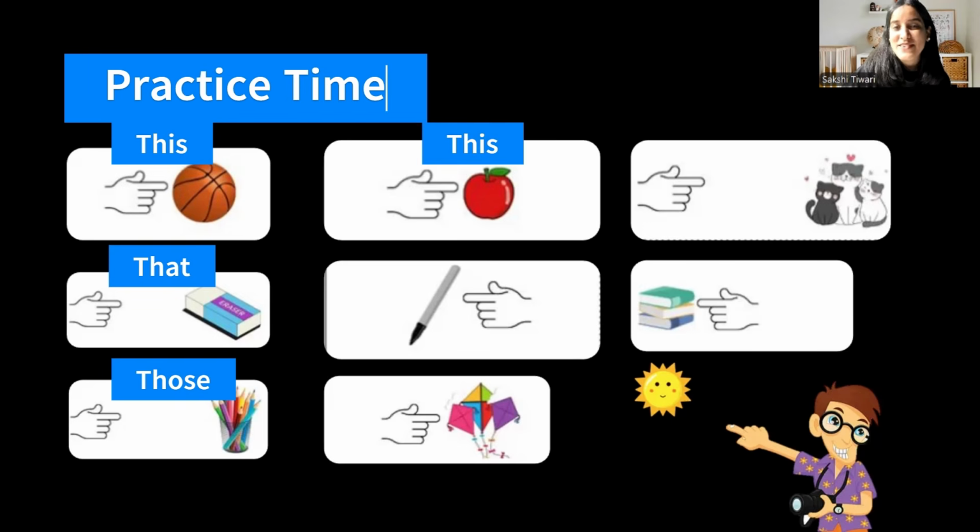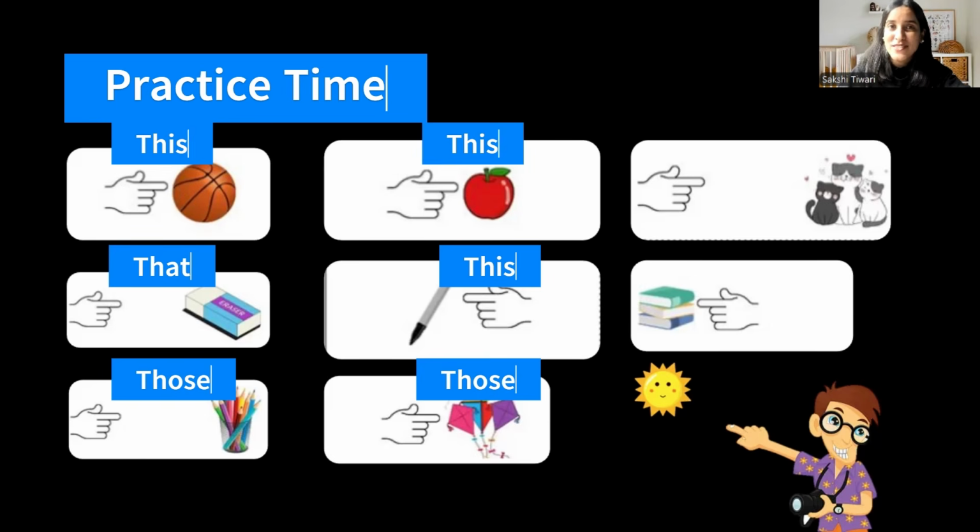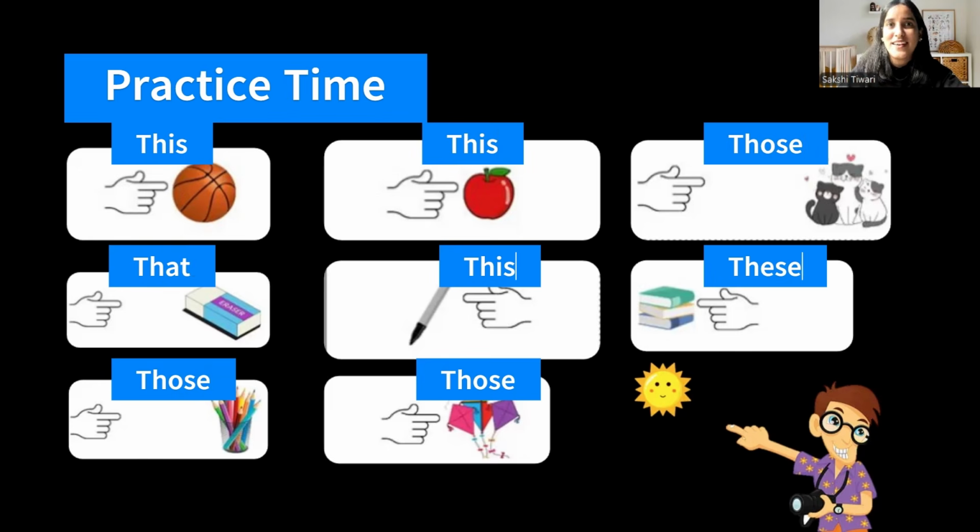Dash is an apple. This is an apple, right? Dash is a pen. This is a pen, right? Dash are kites. Now kites, they look like they're flying in the sky. So those are kites, right? Dash are cats. Those are cats. Dash are books. These are books. Dash is a sun. Now sun, of course, is very far away from us and is 1 in number, right? So that is a sun.